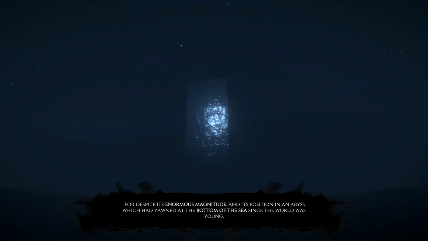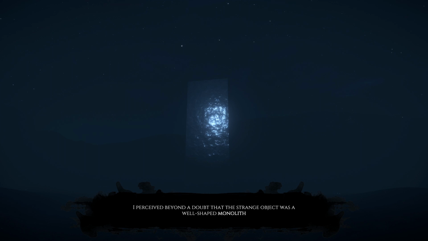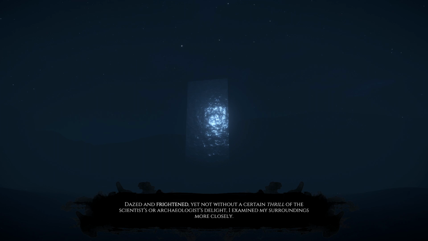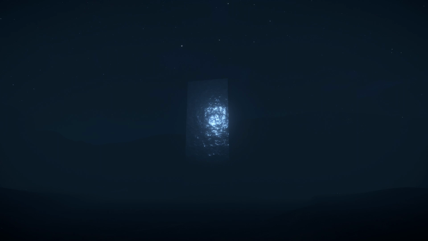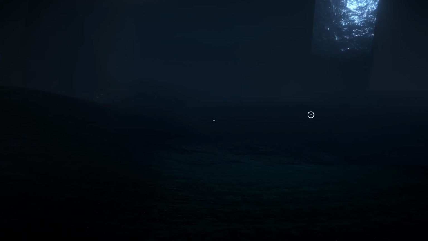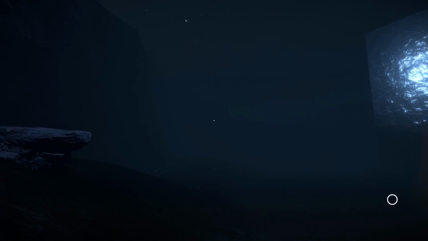For despite its enormous magnitude, and its position in an abyss which had yawned at the bottom of the sea since the world was young, I perceived beyond a doubt that the strange object was a well-shaped monolith, whose massive bulk had known the workmanship and perhaps the worship of living and thinking creatures. Dazed and frightened, yet not without a certain thrill of the scientist's or archaeologist's delight, I examined my surroundings more closely. We're examining very closely.